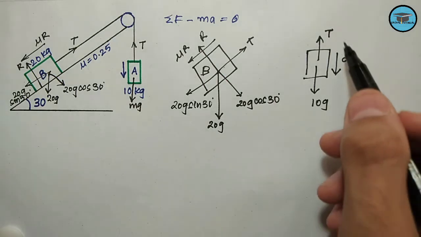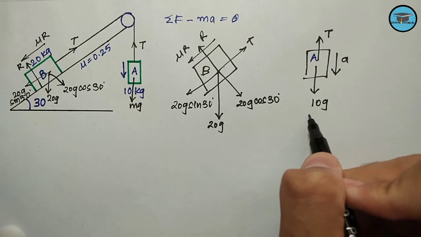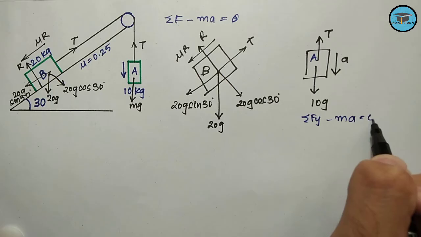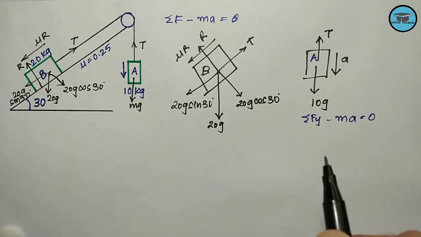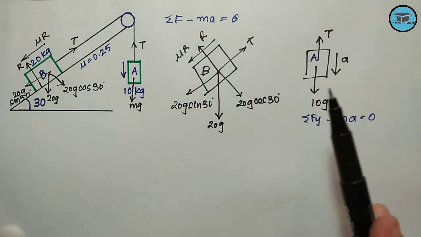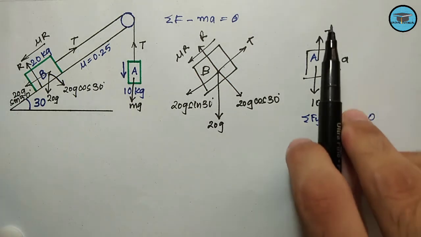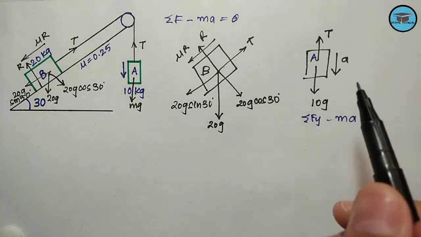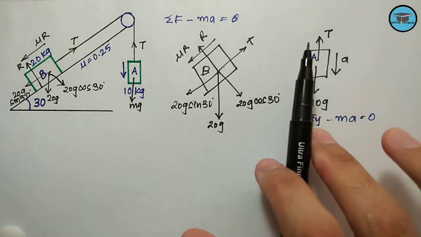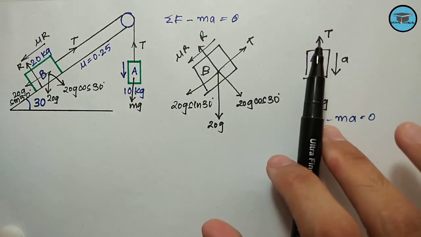Now applying D'Alembert's principle for block A, we get sigma Fy minus mass into acceleration equals 0. Here block A is moving in this direction, so the inertia force would act in this direction. Since the inertia force is negative along this direction, the sign convention along this direction is negative, and all the forces along this direction would be negative.